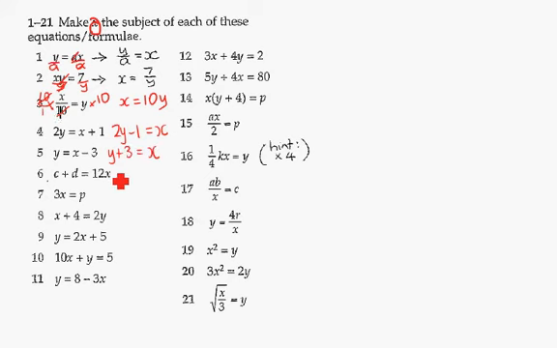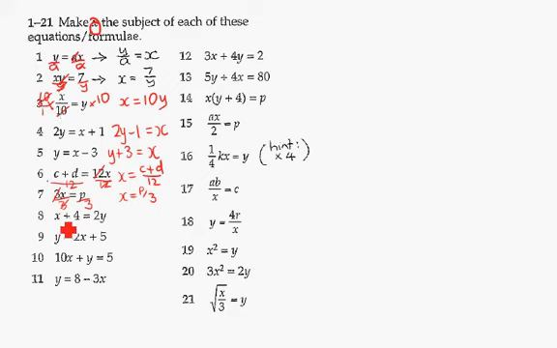Number 6, we're looking for x. It's been multiplied by 12. The opposite of timesing by 12 is to divide by 12. What you do to one side you do to the other. The 12's cancel, and I can see that x equals c plus d over 12. Number 7, dividing by 3, both sides. The 3's will cancel and x equals p over 3.